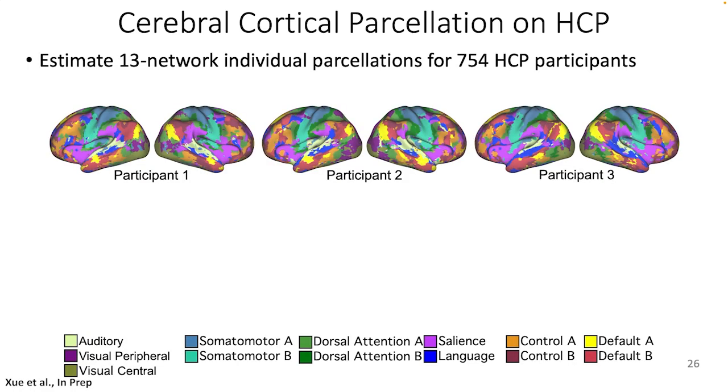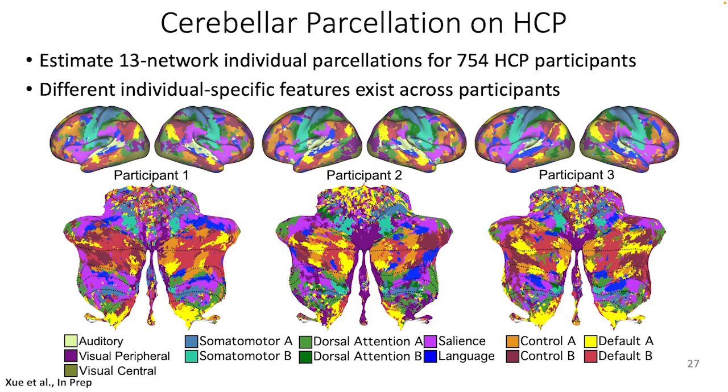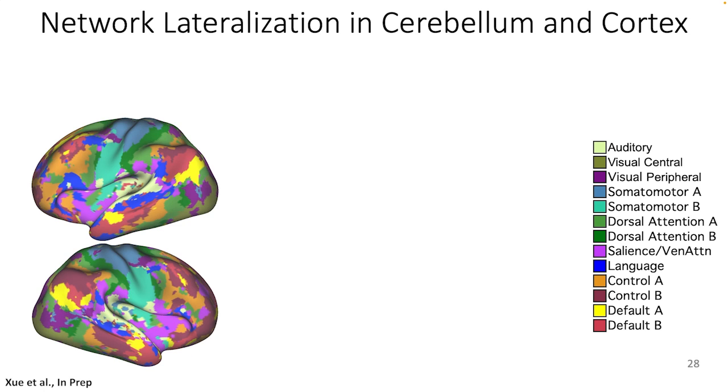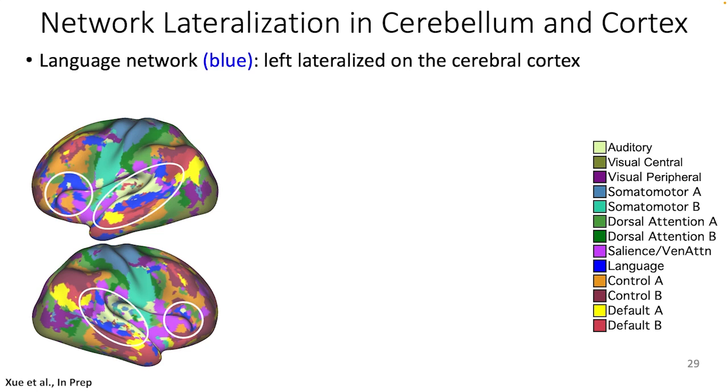Similarly, we first estimate the cerebral cortical parcellations. Here I'm showing several examples. Then, we use the same winner-take-all algorithm to estimate the cerebellar parcellations. Both cortical and cerebellar parcellations reveal individual differences. With the parcellation completed for all participants, we focused on exploring network lateralization. Let's take the language network as an example, which we know is typically left lateralized on the cerebral cortex. The participant has a larger language network on the left hemisphere.